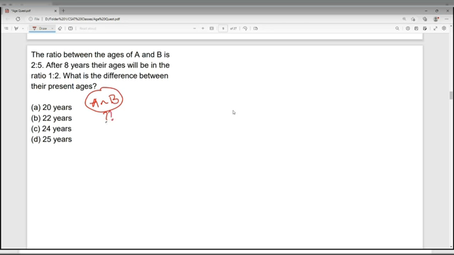So what you have to find out is the difference between A and B, and the time periods involved are the current time T, and after 8 years, that is T plus 8. And there are two characters, A and B.